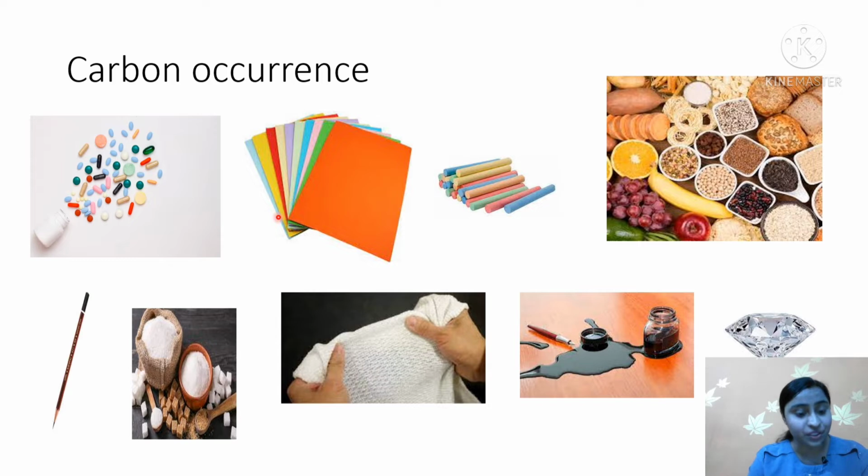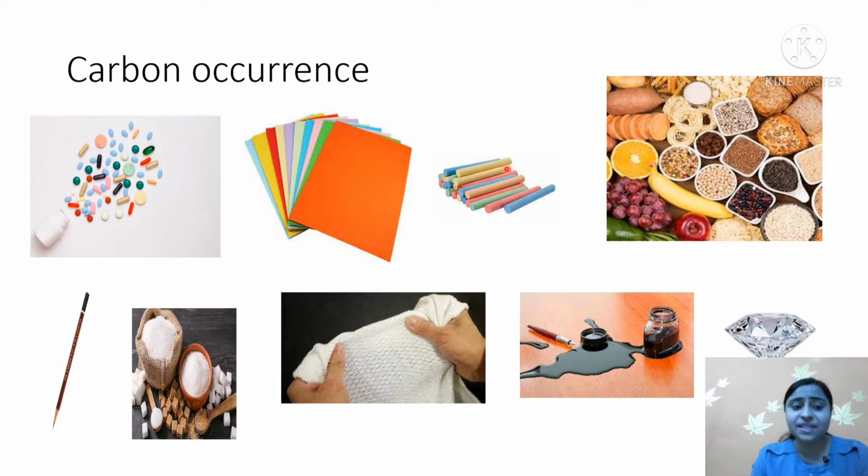Now students, here are some pictures. Can you guess in how many of these substances carbon is present? Students, carbon is present in all these things. In medicines, in paper, the chalk, the food we eat, even the clothes we wear, the diamond, the pencil, carbon is present everywhere. Even students, carbon is also present in the air we are breathing in and breathing out. In what form? Carbon is present in air in the form of carbon dioxide. Right, students? And you can even find carbon dioxide in your soft drinks.